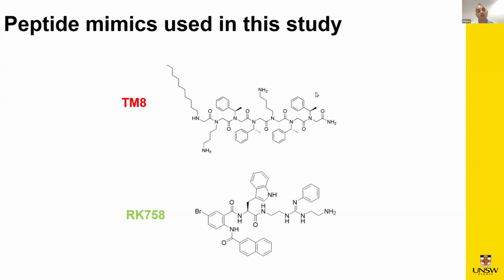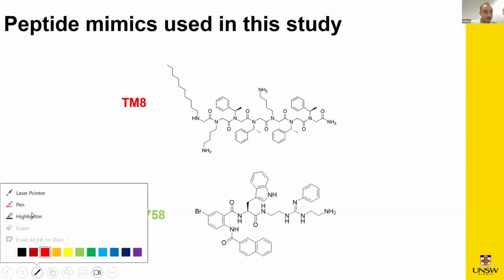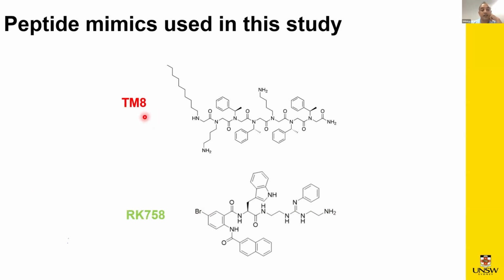For this study, I used two different peptidomimetics. One was TM8 and another RK758. These, as we can see here, TM8 consists of a long alkyl chain, which simply helps to bind with the cell membrane. RK758 is a brominated compound which was found to be very effective against viruses as well as bacteria. Therefore, we tried to see how effective these compounds are against fungi.